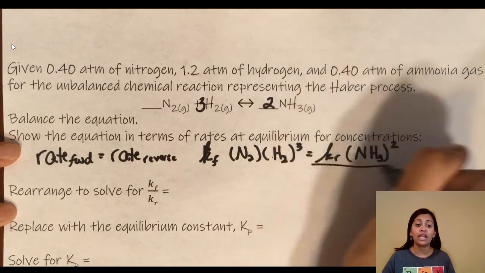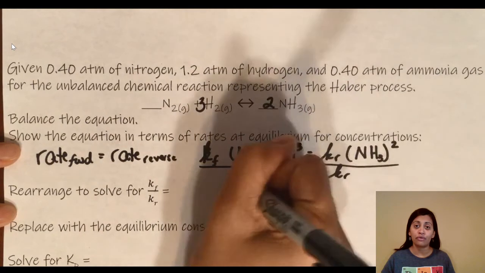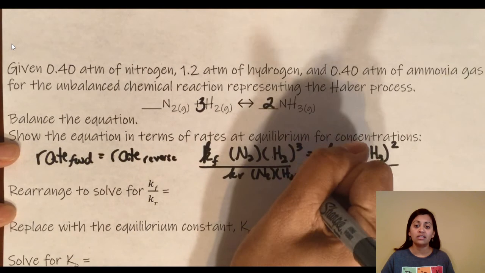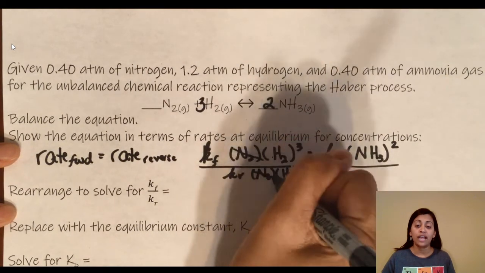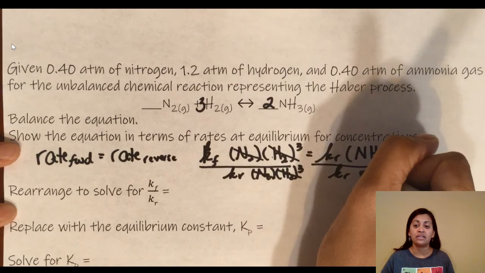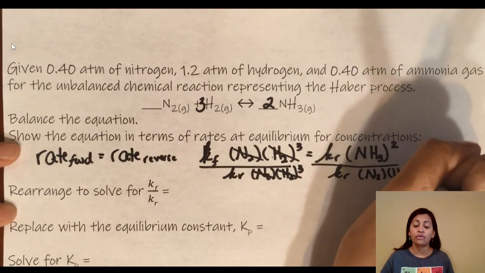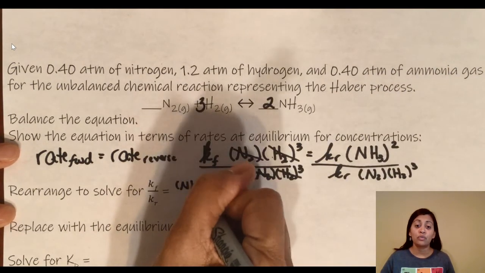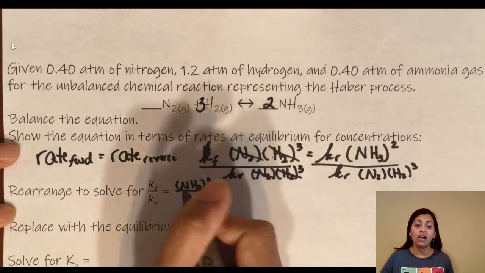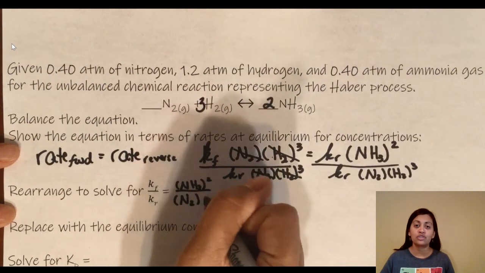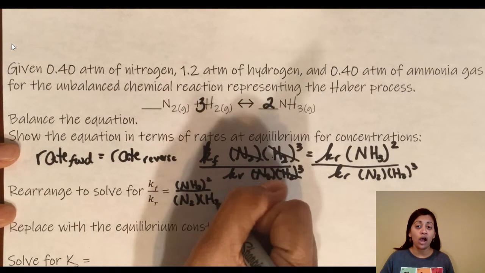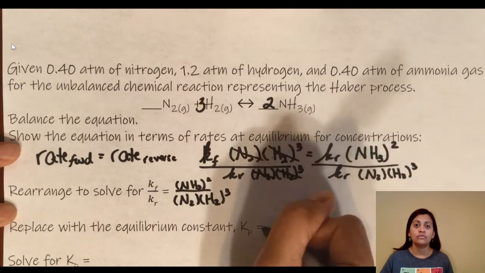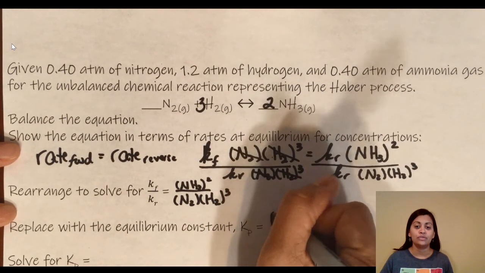Then we're going to rearrange for the rate constant of the forward reaction over the rate constant of the reverse reaction. So we have to divide both sides by kr, and then divide both sides by the reactants to cancel out the N2 and H2. So again, we're going to divide N2 times H2 cubed by both sides. So then when we rearrange it, we're going to have the rate constant of the forward reaction divided by the rate constant of the reverse reaction set equal to the product, which is NH3 squared, over the reactants, which is N2 times H2 to the cube.